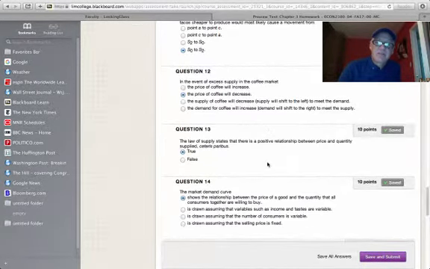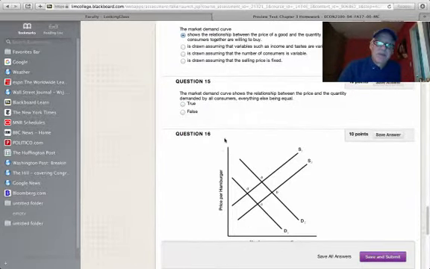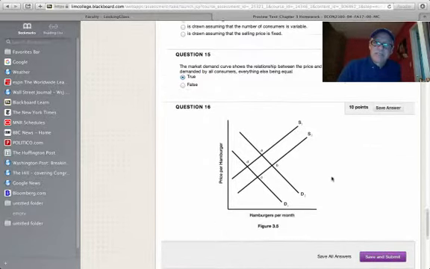There's also the same thing for the supply. All right, let me go back down. I hope I'm not making anybody dizzy. The market demand curve shows the relationship by all consumers, everything else being equal. That's the same thing as up above. I don't know why I have this twice.